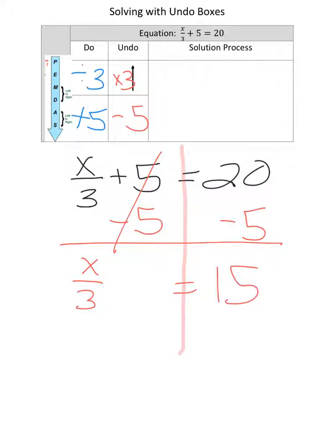Then, also following my undo box, I'm going to multiply by 3, not subtract. I'm going to multiply by 3. So times 3 on, again, both sides. These cancel. X is still left over here, pardon me. And 15 times 3 is 45.